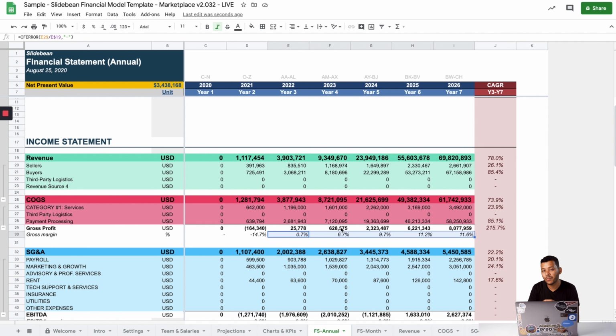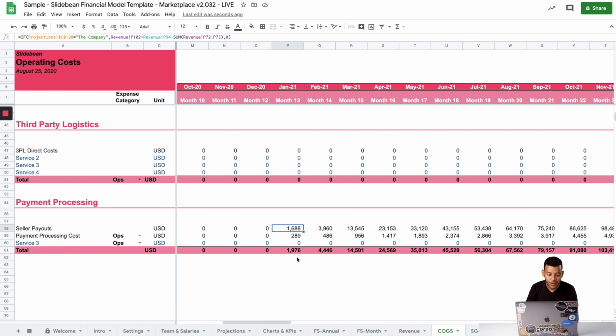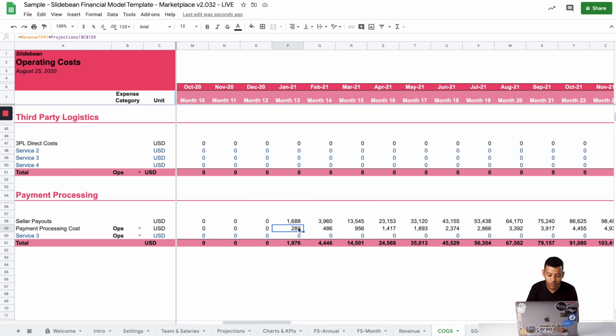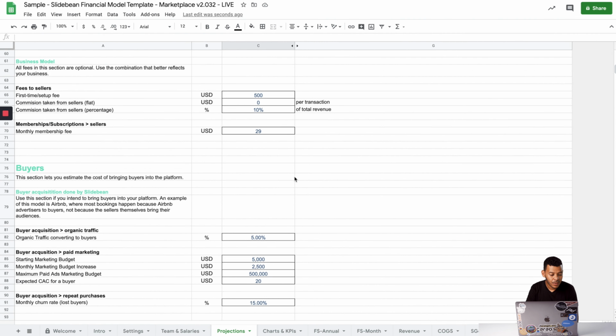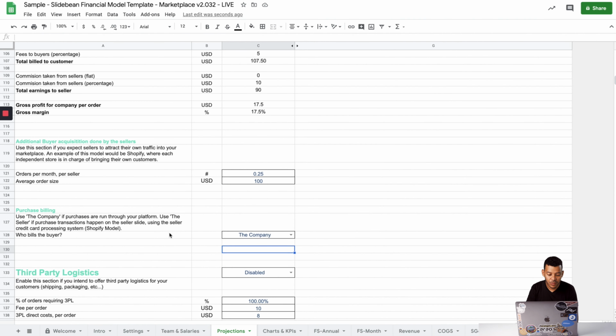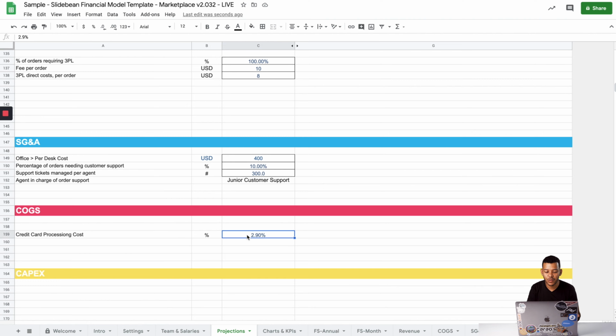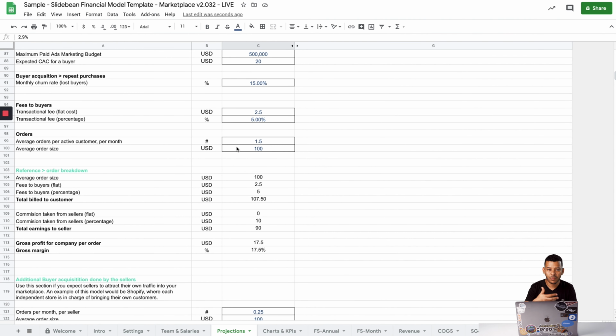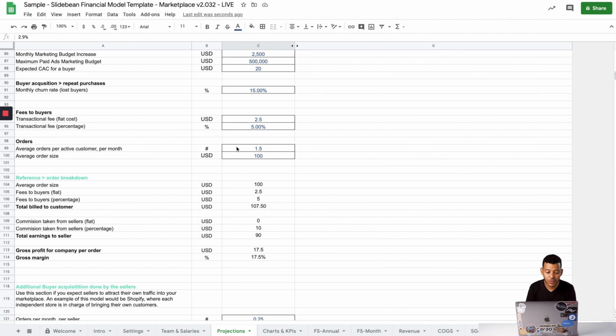This is affected also by your credit card charging fees. That's important. So the cost of goods sold, you have payment processing costs, which you can also control here from projections. So on payment processing costs, we're saying that there's 2.9% transaction, which is what a normal credit card merchant will charge you. So that's important that you take that into account here. Out of that 5% transaction fee, you have to account for that stuff.